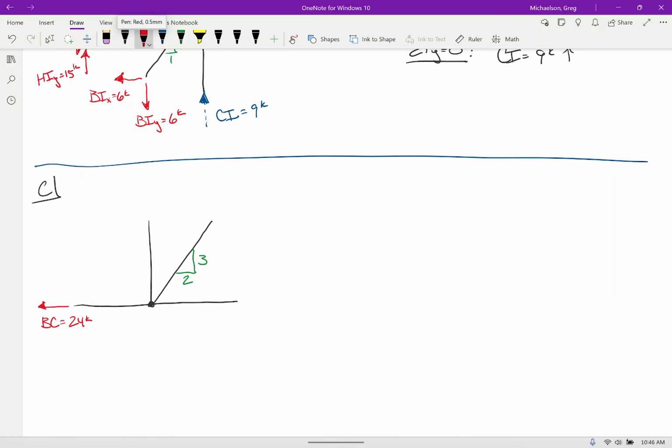What about any other members? Do I know any others? The vertical one. And that's 9 kips in compression. So which way do I draw the arrow? Down.